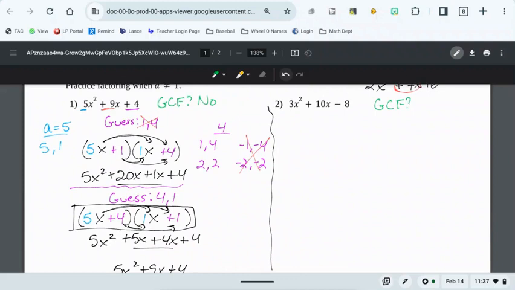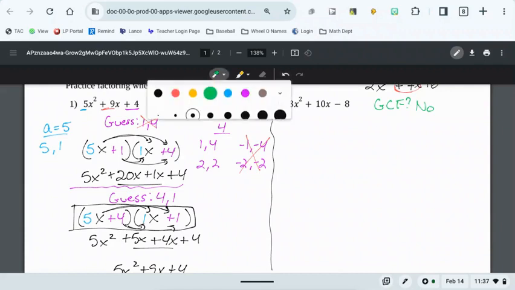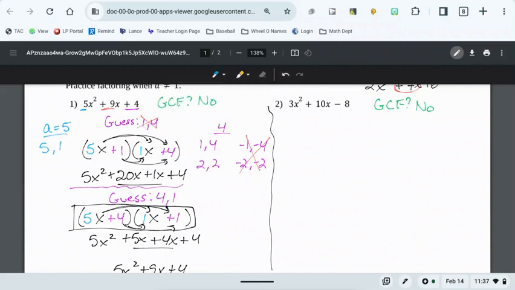And in this case, again, there is no GCF. No number goes into 3, 10, and negative 8 other than 1. And they do not share a variable. So no GCF. All right. A is 3. So factors of 3: 3 and 1.